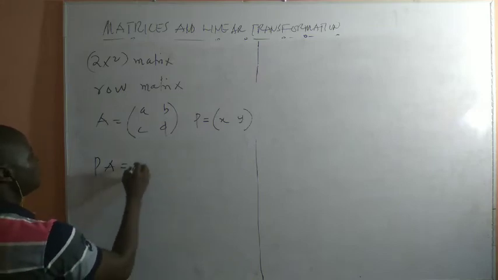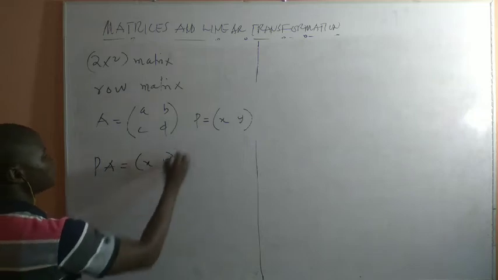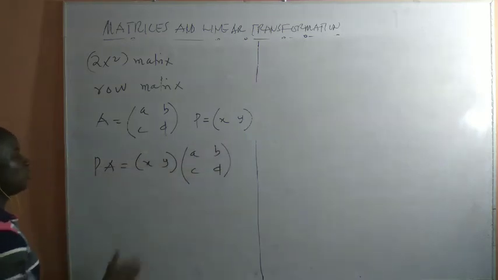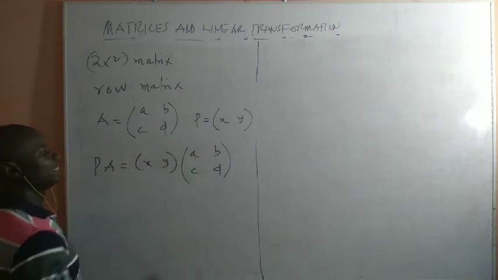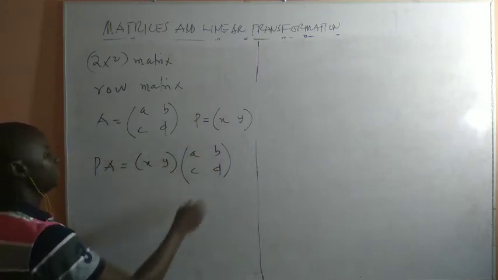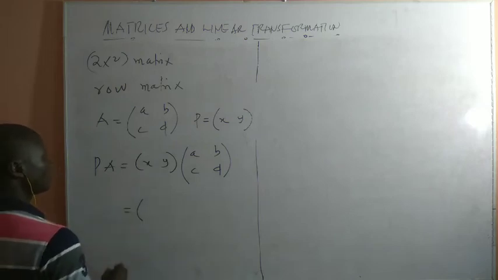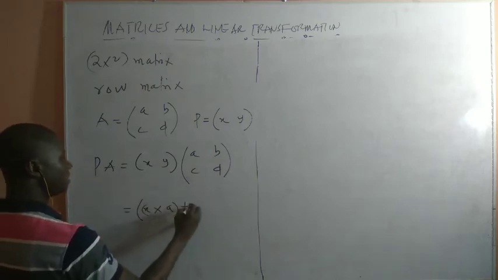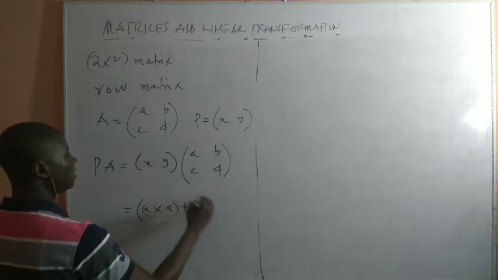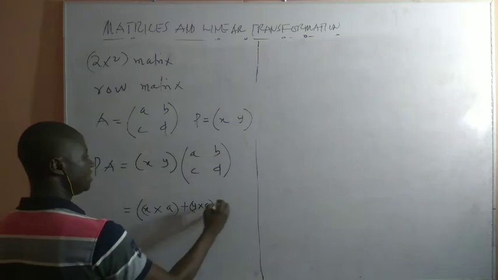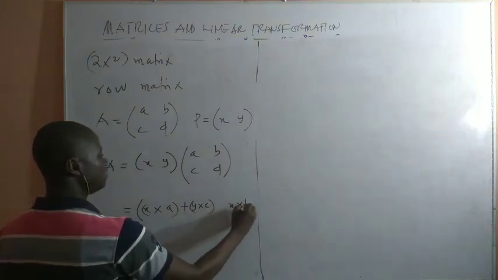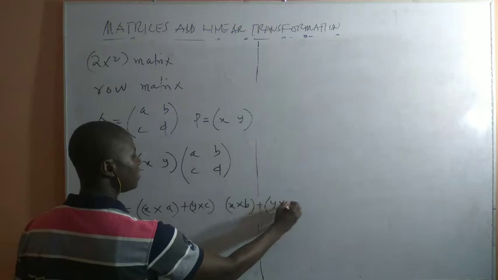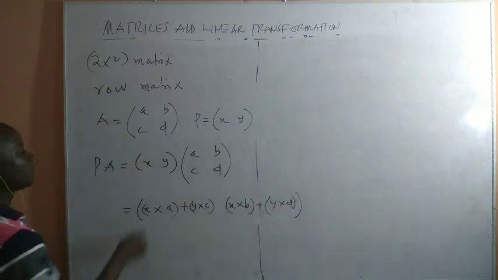So PA will be, now we have X, Y, that's our row matrix, multiplying A, B, C, D. So we have the row matrix now multiplying the 2 by 2 matrix A, B, C, D. Now this will be equal to X times A plus Y times C. Then we have X times B plus Y times D. So that is how we multiply the row matrix by the 2 by 2 matrix.